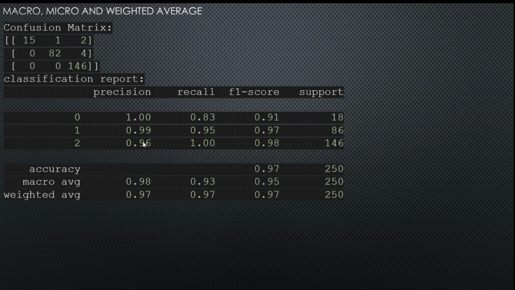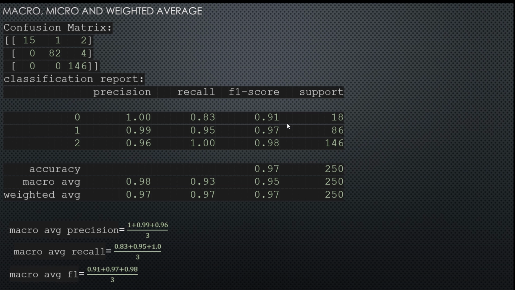Macro average is very easy. Basically, whatever precision has been predicted, we just take an average of this. Whatever recall has been predicted, we take an average of this, right? 83, 95 and 1 divided by 3 gives you the macro average for this one. And so it is for F1. We take the average of this F1 score.